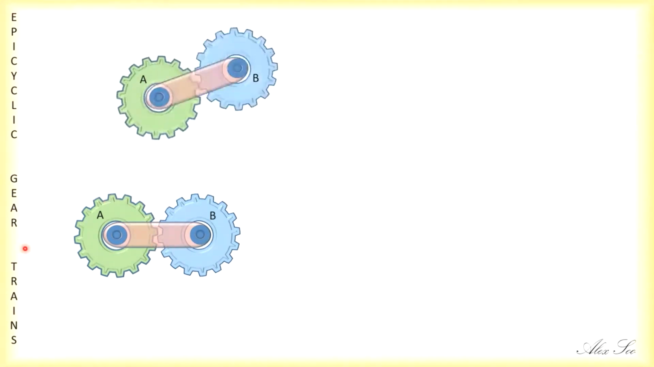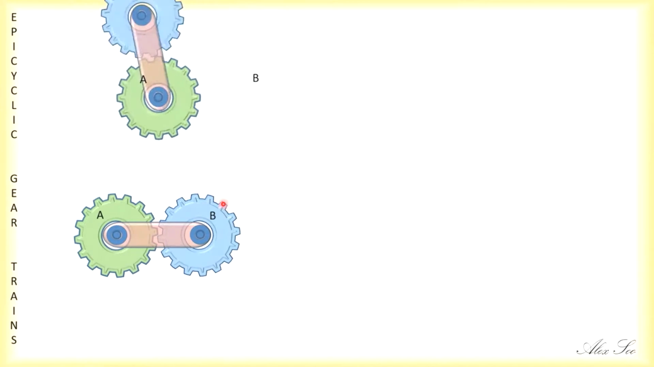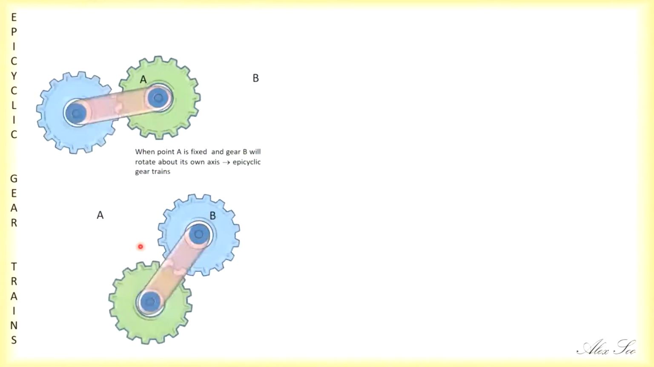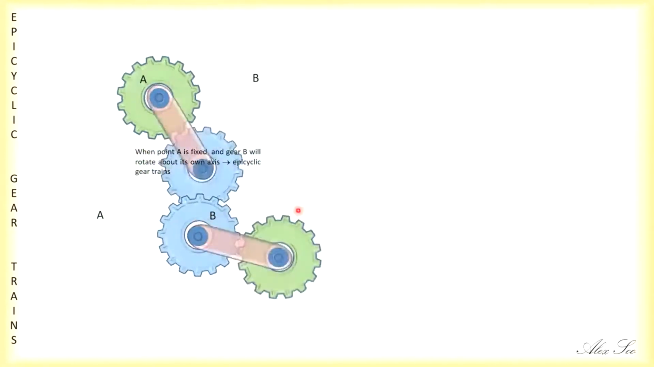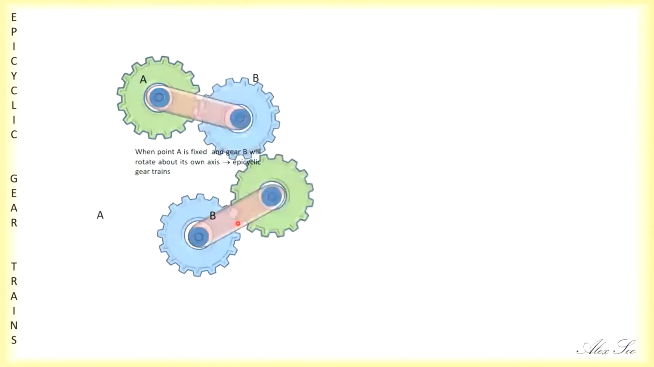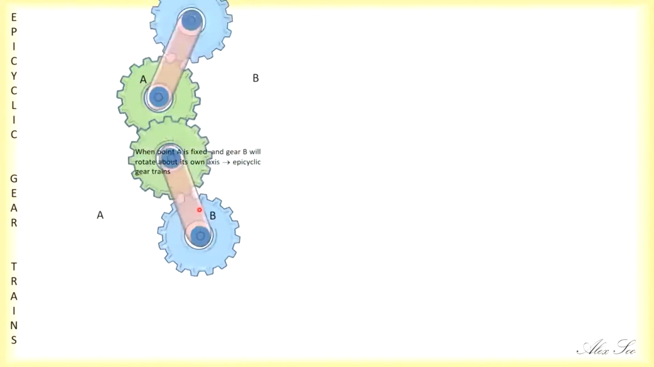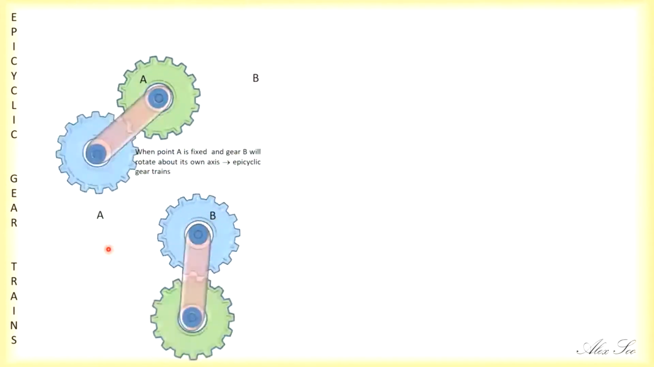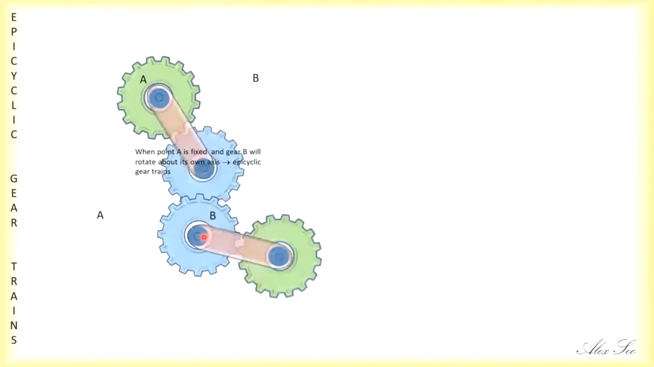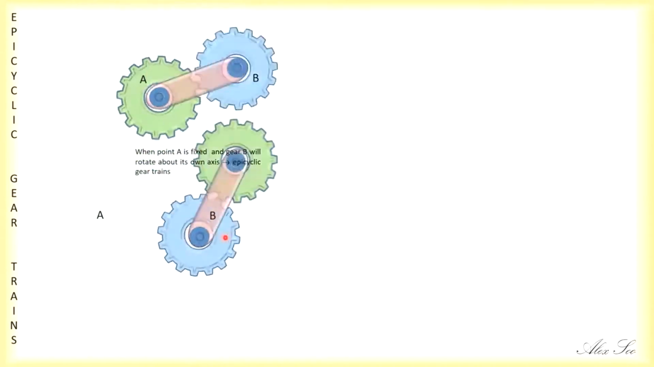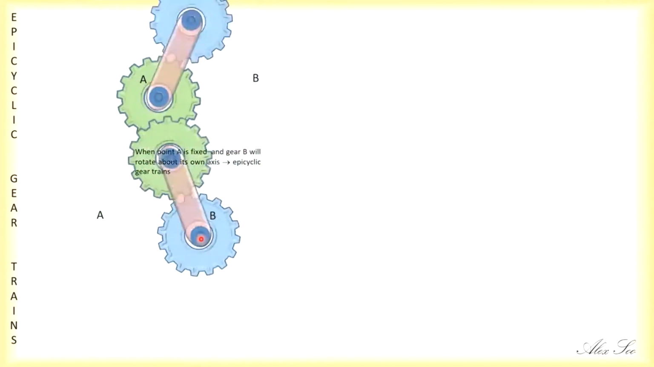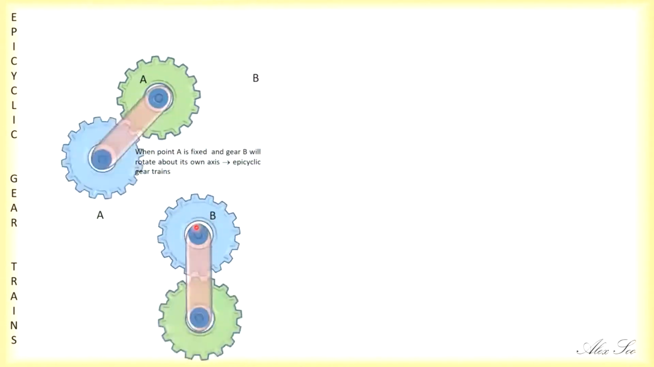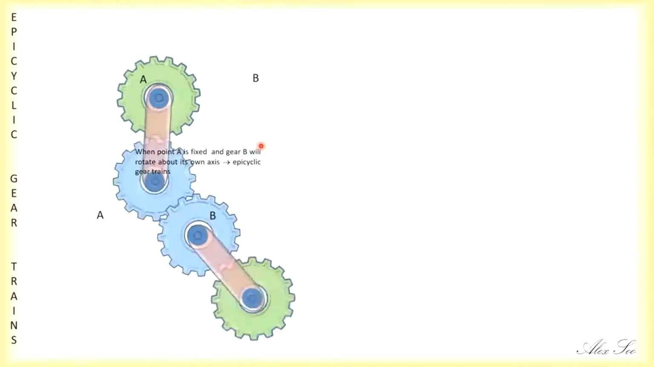Now for case B here, for the second case, let's say we choose gear B to be the driver. Okay, then what happens to gear A? It will roll around gear B. So in this case, gear B will be called the sun wheel, and gear A will be called the planet wheel. Okay, so in this case here, gear B is fixed to rotate around its own axis, but gear A is made to move around gear B. So it depends on which one you choose to be the driver.